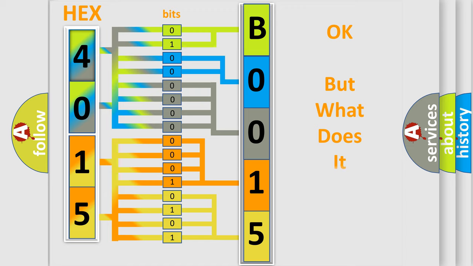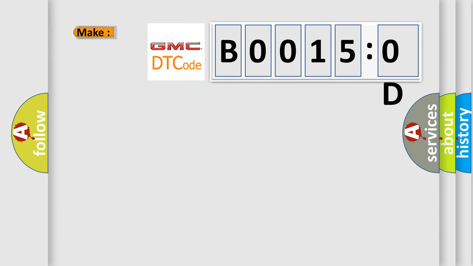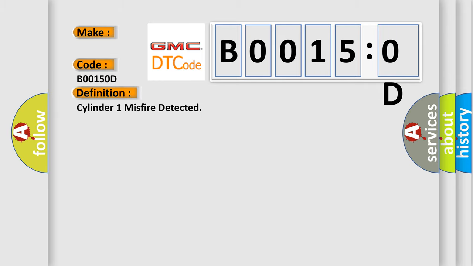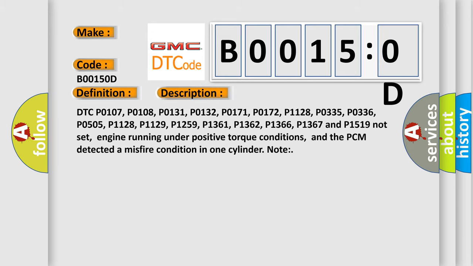The number itself does not make sense to us if we cannot assign information to what it actually expresses. So, what does the diagnostic trouble code B0015-0D interpret specifically for GMC car manufacturers? The basic definition is Cylinder 1 misfire detected. And now this is a short description of this DTC code.